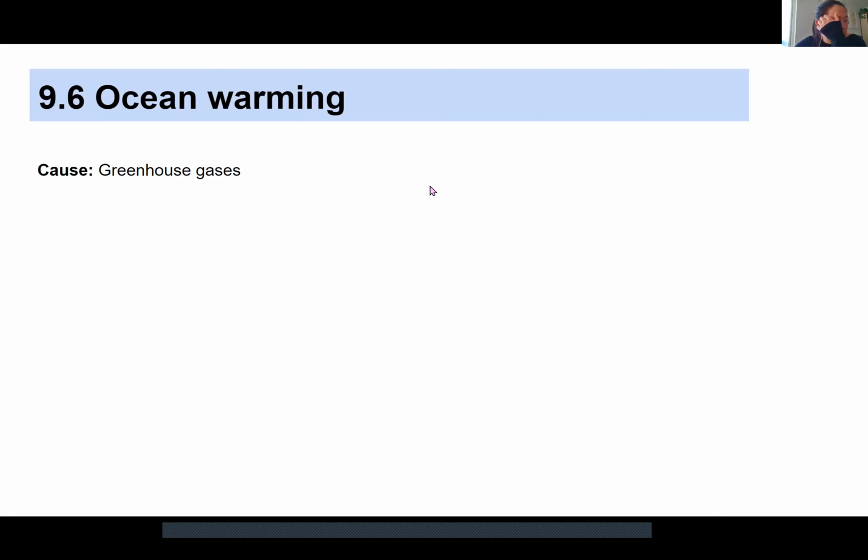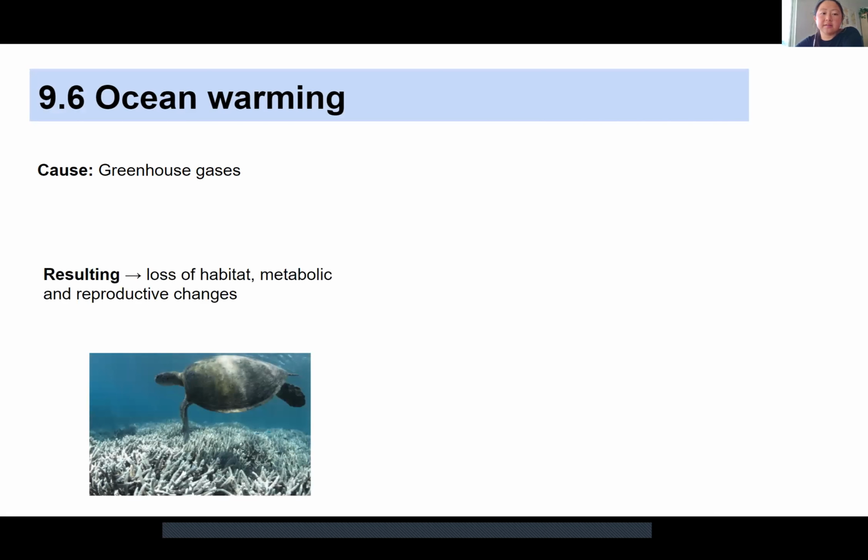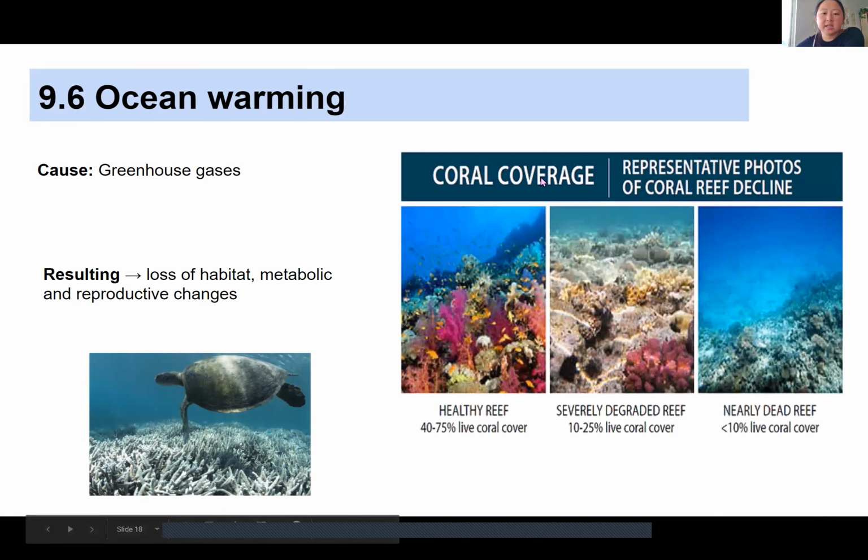So then if we're talking about greenhouse gases and the temperatures changing, there's also ocean warming that occurs. It's caused by greenhouse gases, and it results in a lot of things, but loss of habitat, metabolic and reproductive changes. You can see here, this is a bunch of coral that's been bleached. We'll talk about that in a second, but coral lives at the continental shelf area, and it's a huge hotspot for biodiversity.